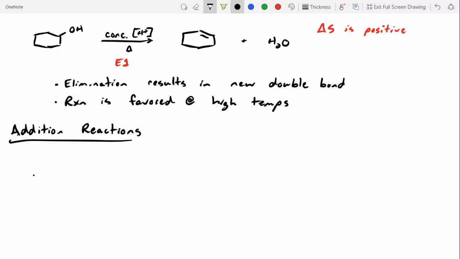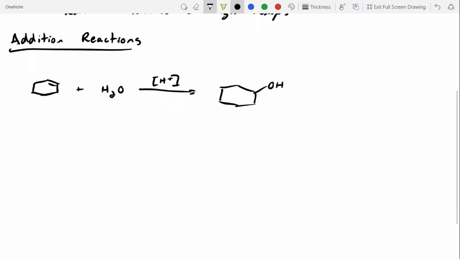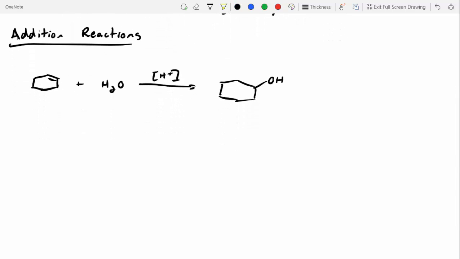So this time I'm going to start out with cyclohexene. And I'm going to add in some water. And again, I'm going to add in some acid. But this time, we're going to form cyclohexanol. Looks pretty similar, right? We're just going in the reverse direction. So that brings up a lot of points for addition reactions. They're just elimination reactions in reverse.